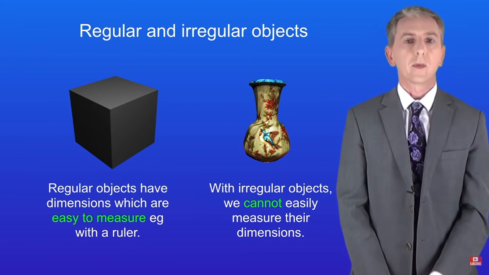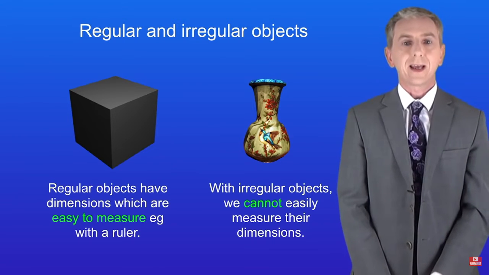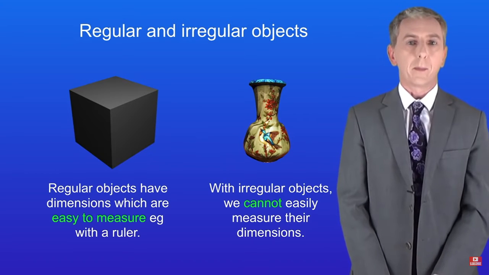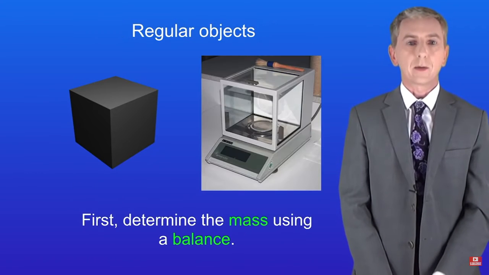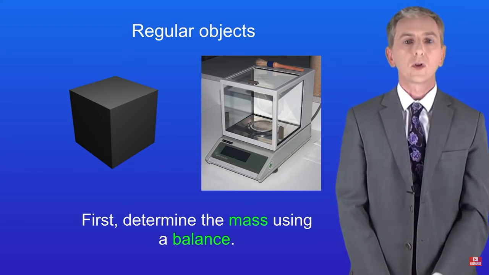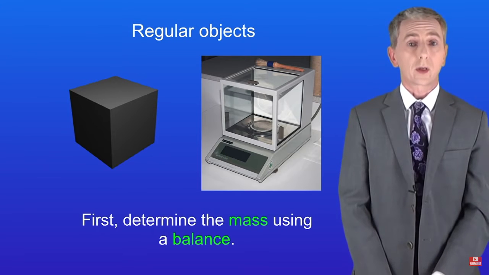So let's look at how to determine the density of regular objects, such as the cube. Remember that the density is the mass divided by the volume. So first, we need to determine the mass. We can do that easily by using a balance, such as this one. Imagine that the cube has a mass of 0.5 kilograms. Now we need to work out the volume of the cube.